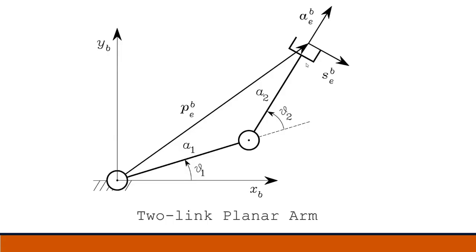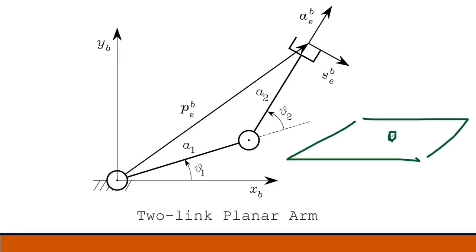Let's go to the two-link planar arm. Two-link planar arm means that it's on a surface. This only provides a two-dimensional link. Theta 1 rotates on the plane, theta 2 also rotates on the plane. This is a two-link planar arm. Simple model.